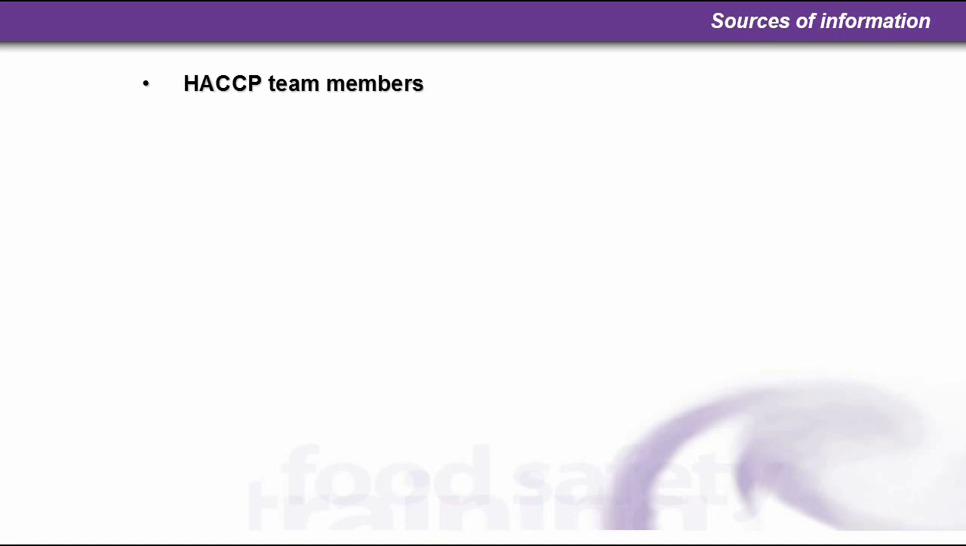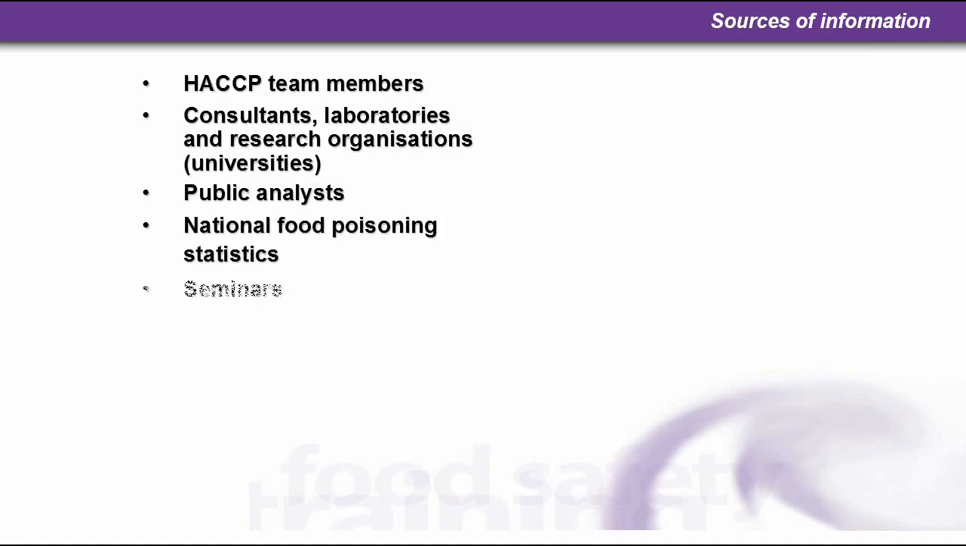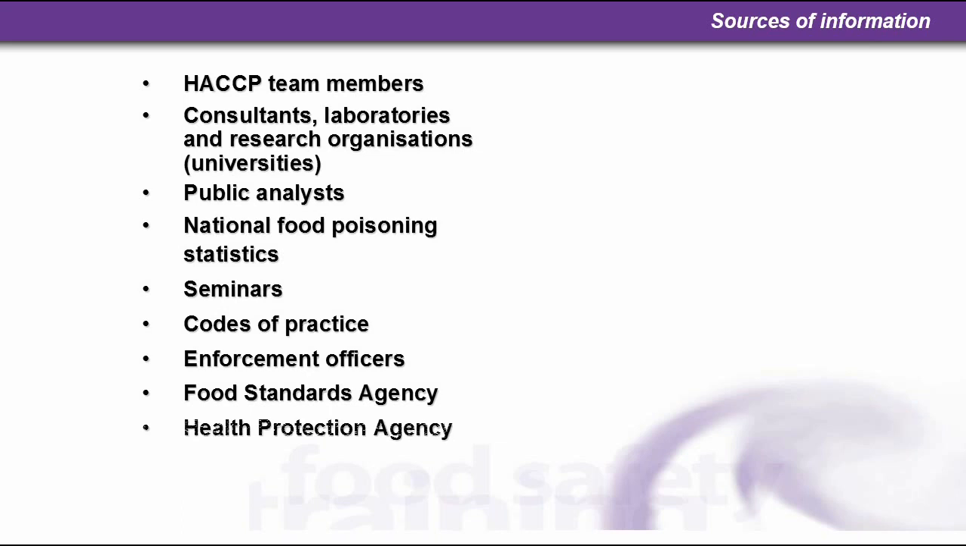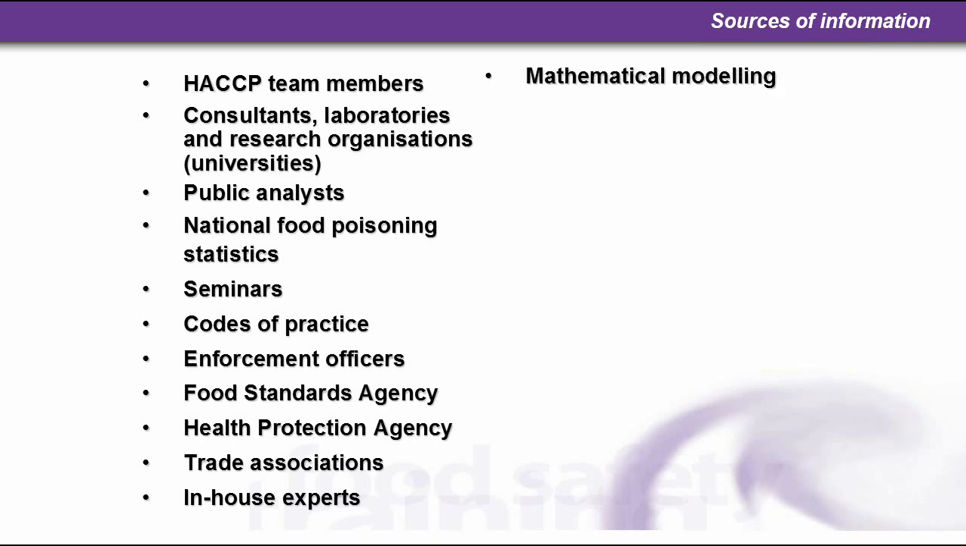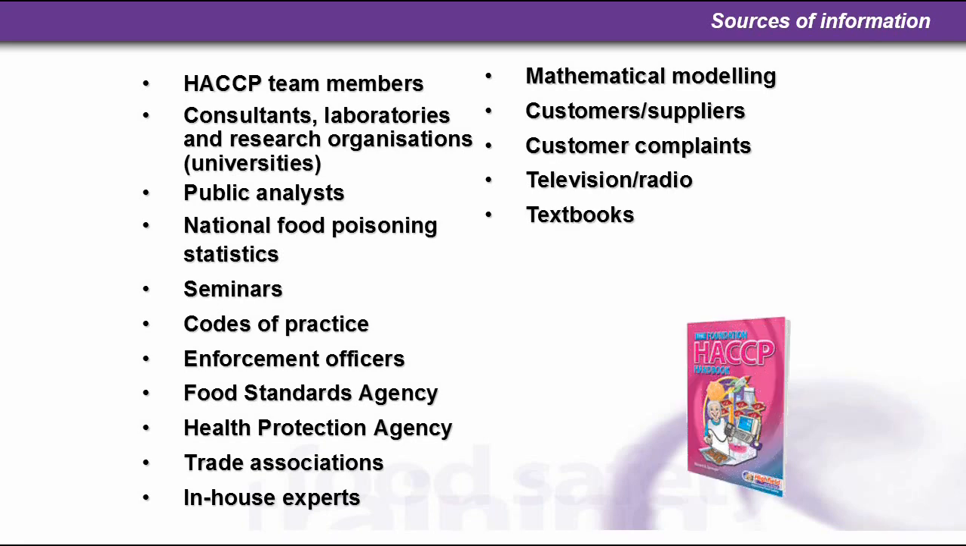Sources of information could come from the HACCP team members themselves, the individual experts in their own particular field, from consultants, laboratories and research organisations and universities are a good source of information, from public analysts, national food poisoning statistics, seminars, codes of practice, enforcement officers, environmental health practitioners for example, Food Standards Agency, Health Protection Agency, trade associations, in-house experts, mathematical modelling, customers, suppliers, customer complaints, television, radio, textbooks, magazines, libraries, and the internet.